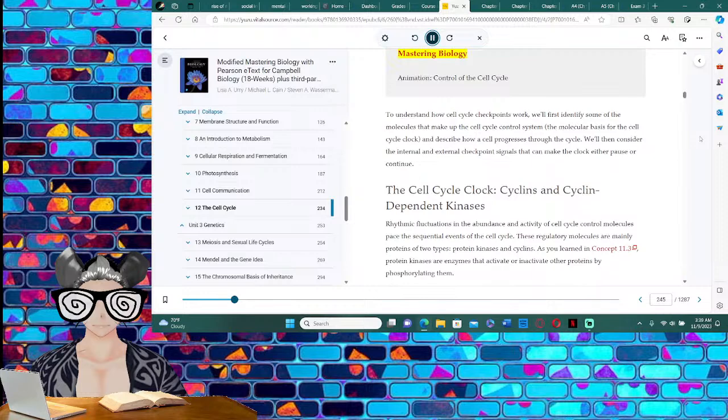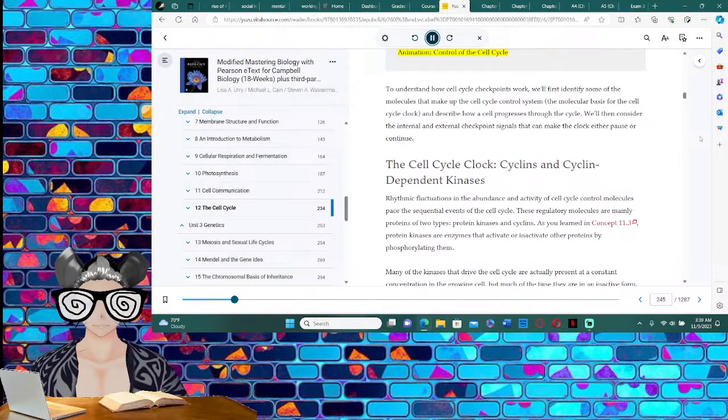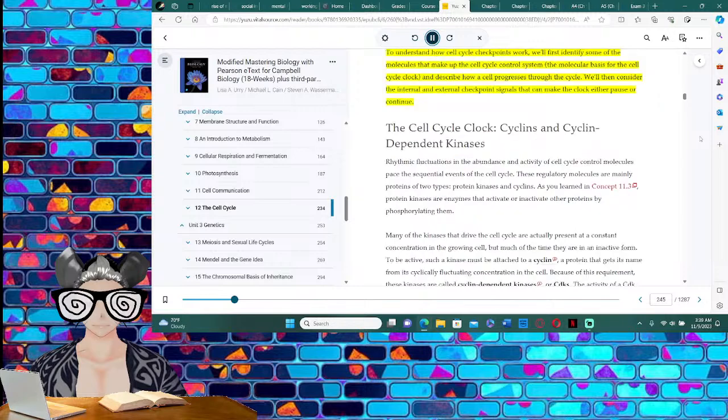Mastering Biology animation: Control of the Cell Cycle. To understand how cell cycle checkpoints work, we'll first identify some of the molecules that make up the cell cycle control system, the molecular basis for the cell cycle clock, and describe how a cell progresses through the cycle. We'll then consider the internal and external checkpoint signals that can make the clock either pause or continue.